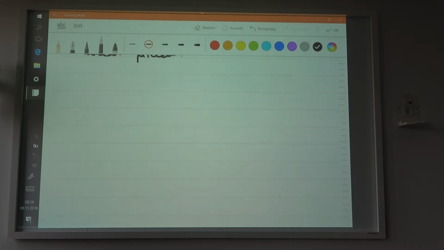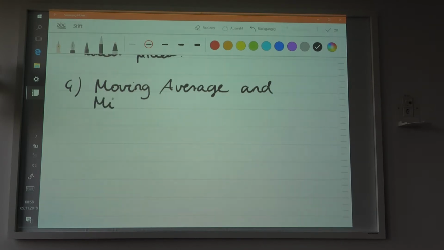If you have this, then I'm going to move on with the next chapter. The next chapter will be about so-called moving average processes. And we're also going to do some mixed models as well.